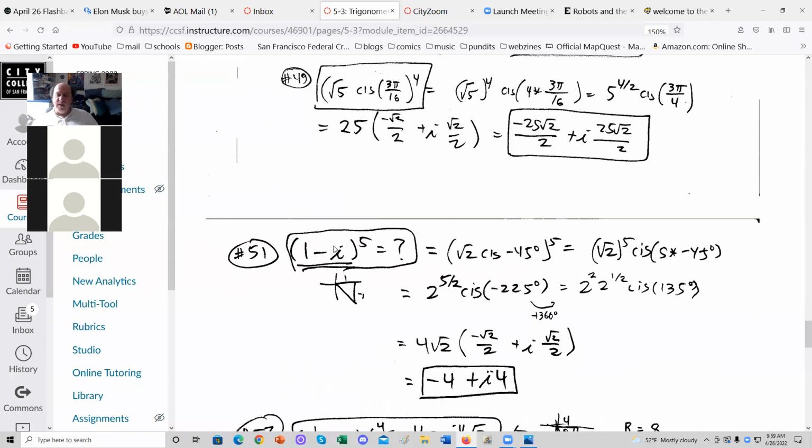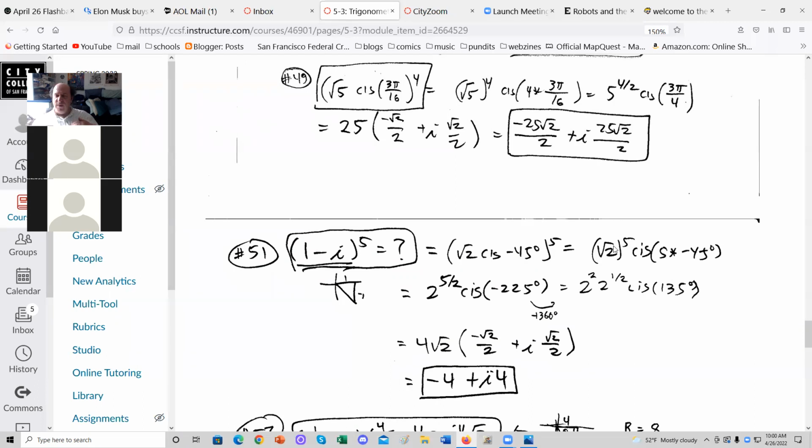Here we have a difference, 1 minus i to a fifth power. 1 minus i is over 1, down 1. The radius is root 2. This angle is negative 45 degrees. So this equals root 2 cis negative 45 degrees, all to a fifth power. So we take the length, root 2, to a fifth power, cis of 5 times the angle, 5 times negative 45 degrees.